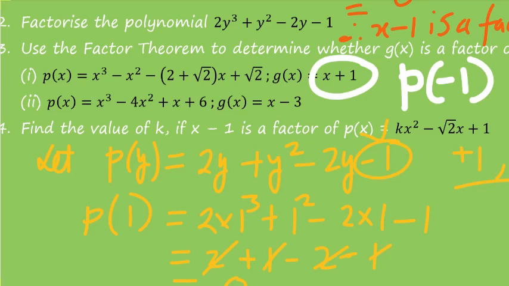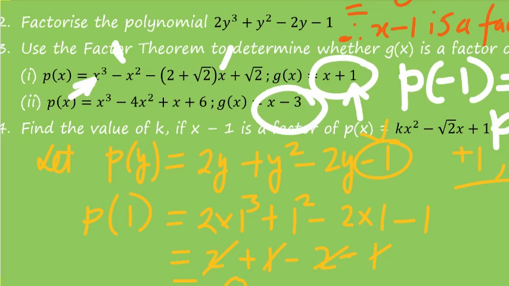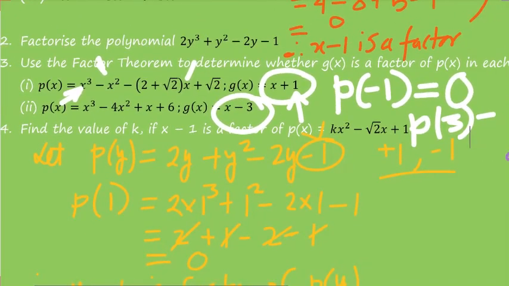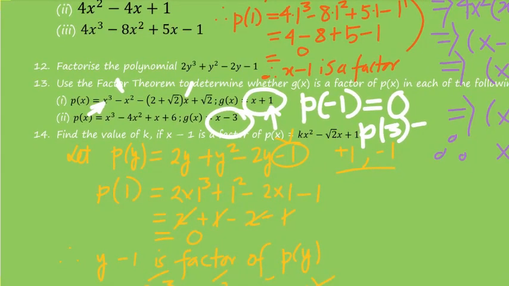See, this is plus 1, hence p of minus 1. If that is equal to 0, then it is a factor, and if it is not 0, then it is not a factor. So you just need to put the value of minus 1 here in place of x. It will become minus 1 whole cube, then in place of x square, then in place of x again, and you need to check whether the answer is 0 or not. Similarly, in the next problem you have x minus 3, hence you have to find p of 3. If p of 3 is equal to 0, then it is a factor.